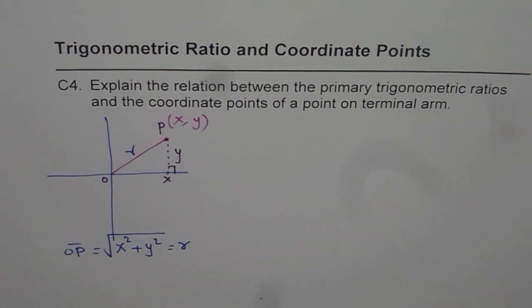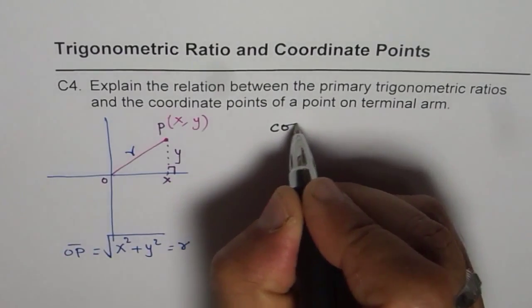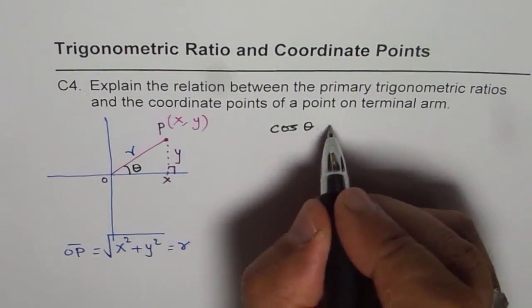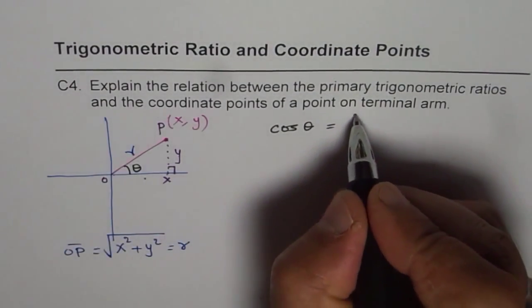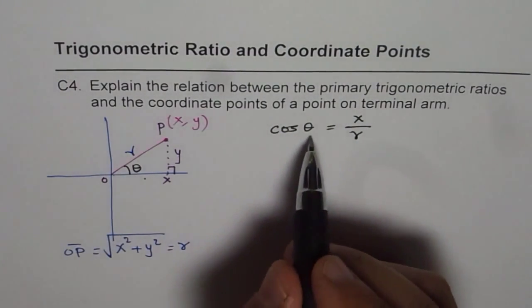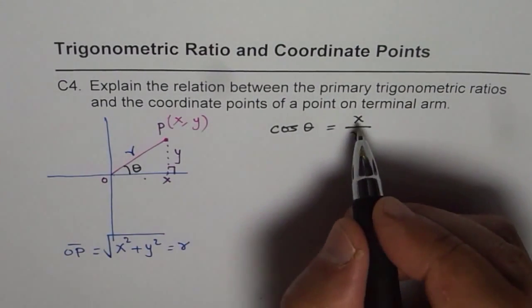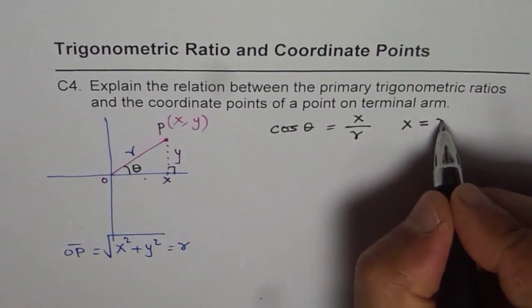Now we'll use the basic definition of trigonometric ratios, the primary trigonometric ratios, and see their relation with the coordinate point. So first one is cosine theta, right? Let's say this angle is theta. Now cosine theta is adjacent side over hypotenuse. Adjacent side is x for us, so x over r. Now if cosine theta is x over r, how is x related with cosine theta? So from here we can say x is equal to r times cos theta. Is that okay?